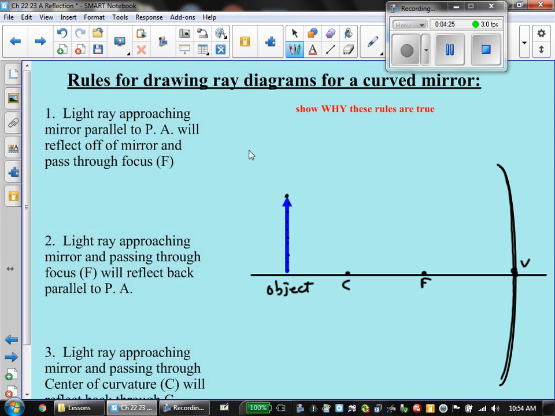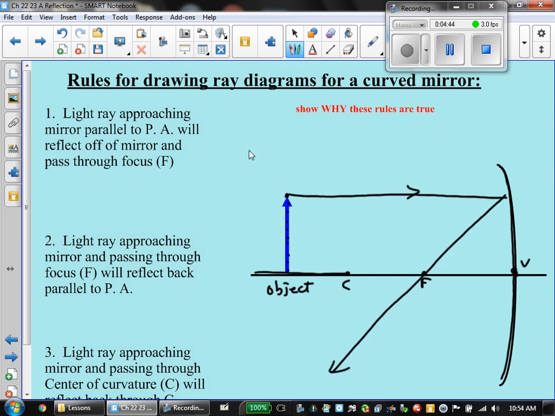The first rule says if I take a point and shine a light ray from that point, I'm going to take this point right here, and I bring it in parallel to the principal axis, parallel to this lower line. The light ray is going to come in parallel, and the rule says the light ray has to hit the mirror and reflect down to the focus. So it has to do that.